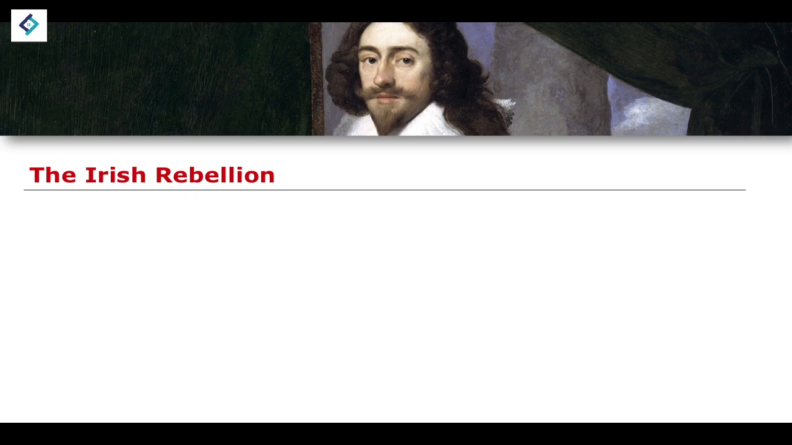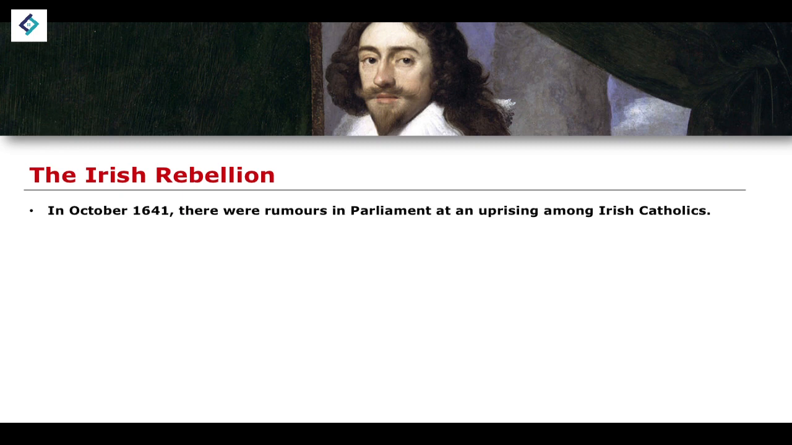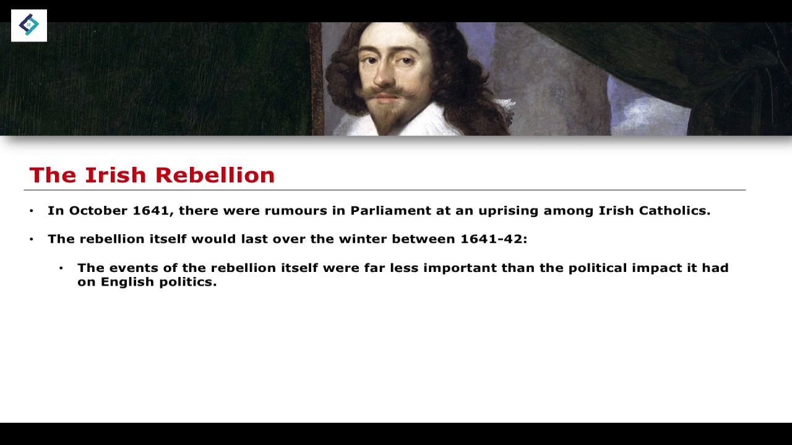An external factor that was relatively menial in terms of its physical impact in reality, but was actually incredibly significant in terms of the perceived impact, was the Irish Rebellion. From October of 1641, going through the winter of 1641 to 1642, there were rumours in Parliament of an uprising of Irish Catholics. And this rebellion would last from October 1641 to the early months of 1642.